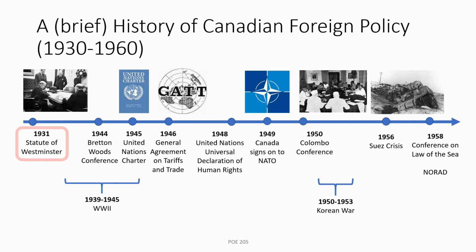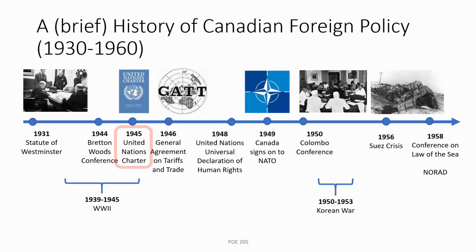So we get World War II. You're probably taking history courses that will explain a lot of Canada's contributions in World War II. The next thing that I wanted to talk about was post-World War II, in 1945, we get the United Nations Charter.